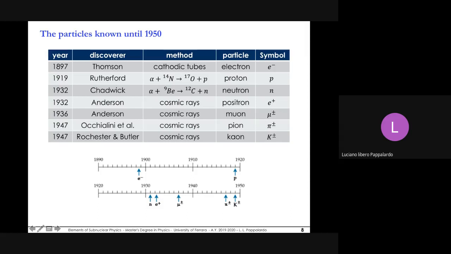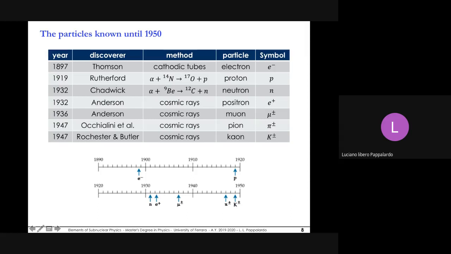It was discovered by Anderson with the cloud chamber in 1932. Then also Anderson discovered a few years later the muons that were originally confused with the Yukawa particle, if you remember. Then finally the Yukawa particles, or the pions, were discovered by Occhialini et al. in 1947, still in cosmic rays. And then also in 1947, the Rochester-Butler experiment that we also discussed provided the first discovery of strange particles, and in particular of the kaons. So this was the situation, let's say, up to 1950.